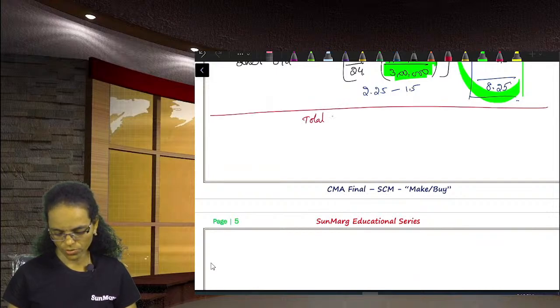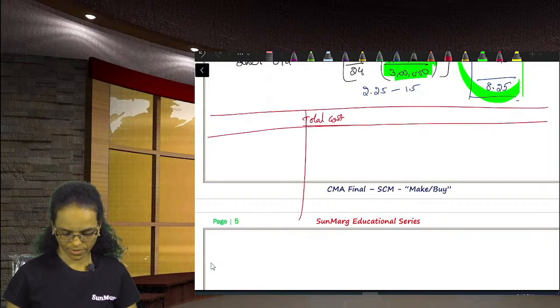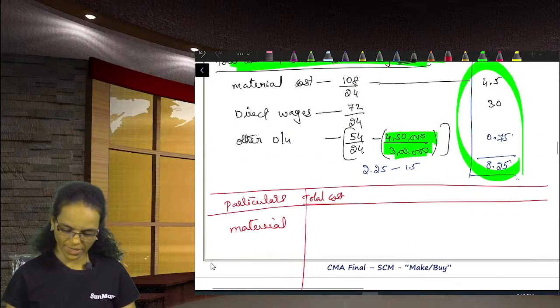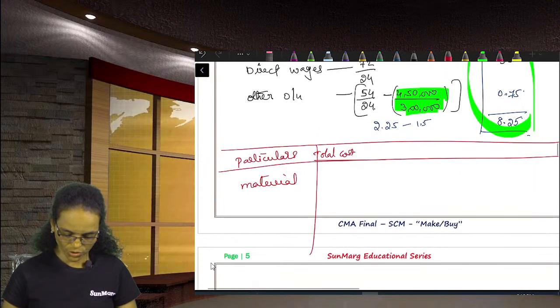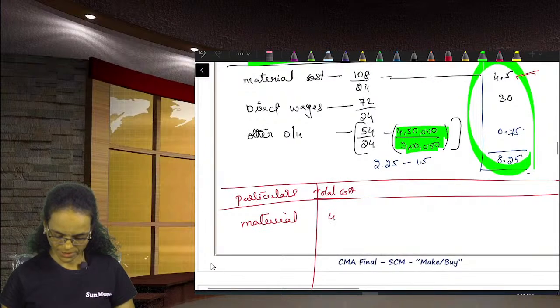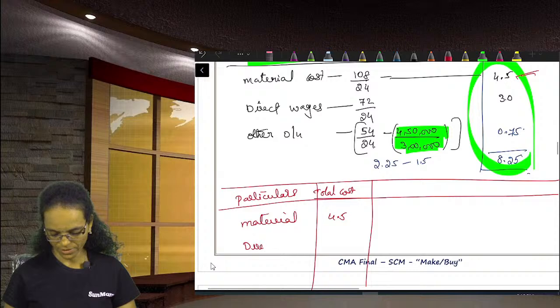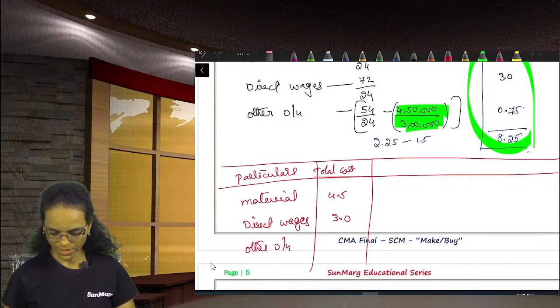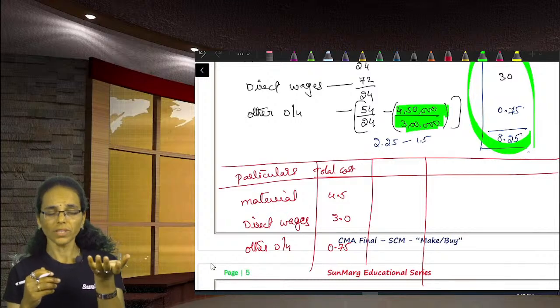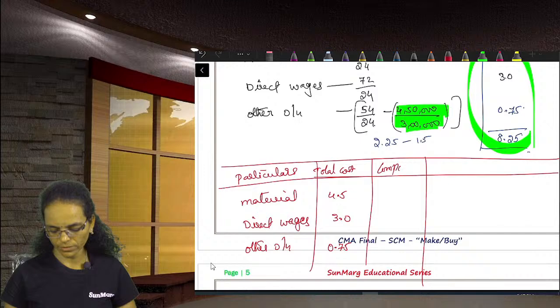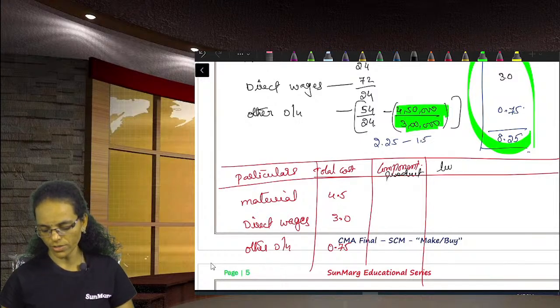What is the total cost we are incurring? Total cost, I can say, for particulars: Material. See, material I am saying 4.5, which includes the component and at the same time the tube. We will write everything first. Direct wages is 3.0 and other variable overheads is 0.75. From this, first you talk about the variable cost, that is the component and the tube. So the component is the product which we are manufacturing, and the cost of tube.